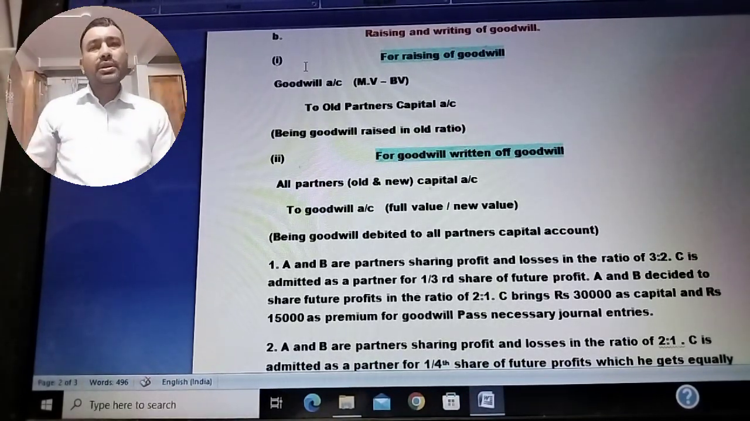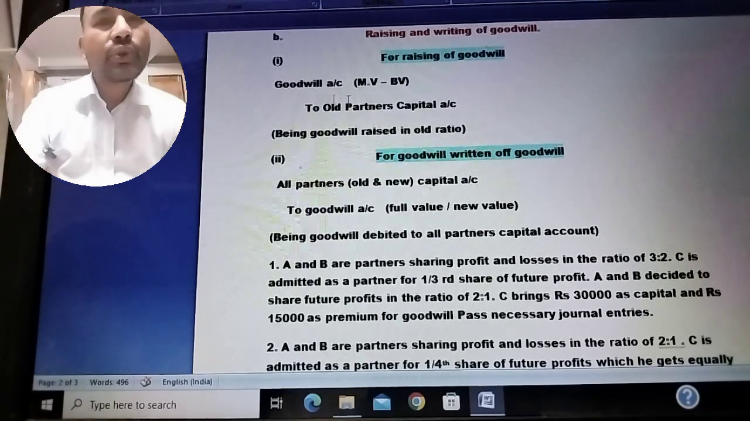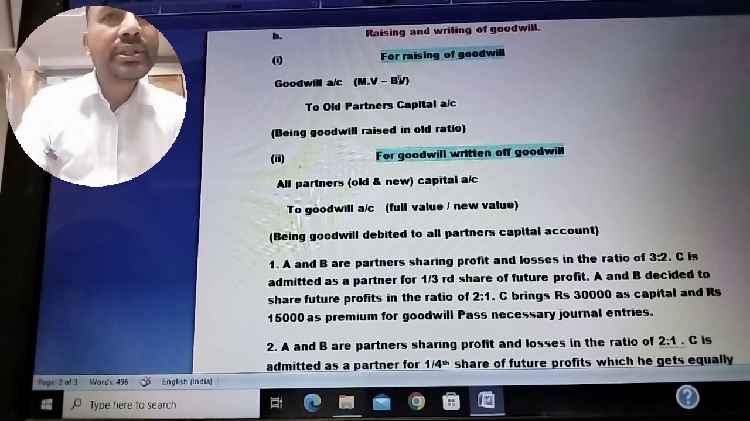Suppose the new value of goodwill is 50,000, but the goodwill appearing in the balance sheet is 30,000. Then the increase in the value of goodwill is 50,000 minus 30,000, that is 20,000. New value is 50,000 and balance sheet value is 30,000. Then you have to debit goodwill by 20,000. Being goodwill raised in old ratio.